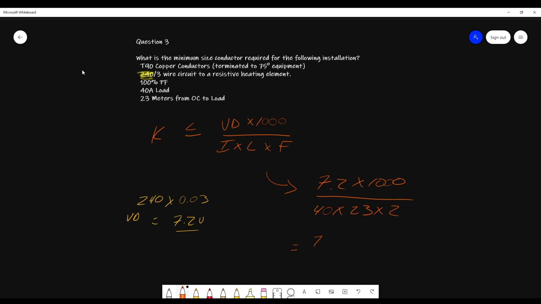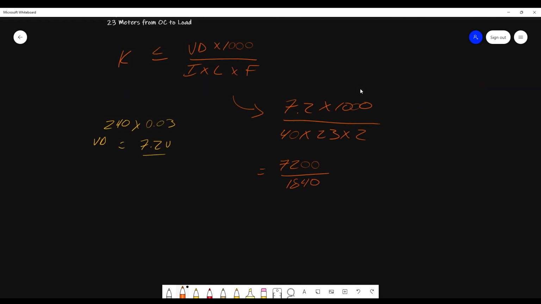Do the math. I'm just going to round up: 7200 divided by 1840 equals 3.91. That's what the K value equals. What we're saying is our K value has to be less than or equal to 3.91. So we cannot exceed this. Do not exceed.